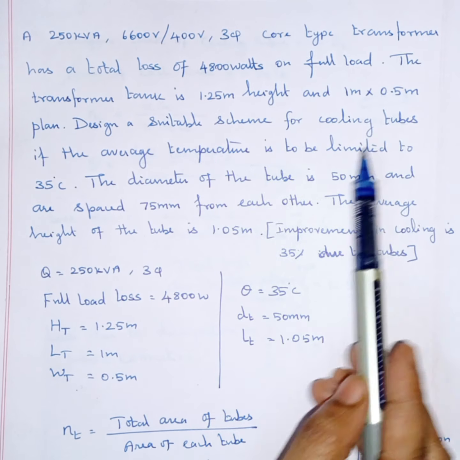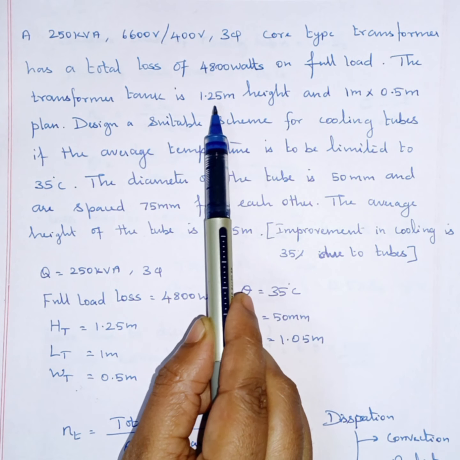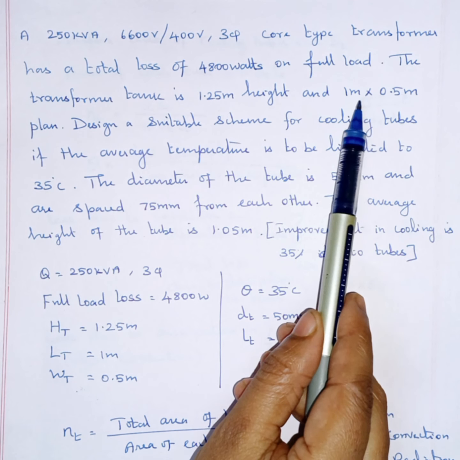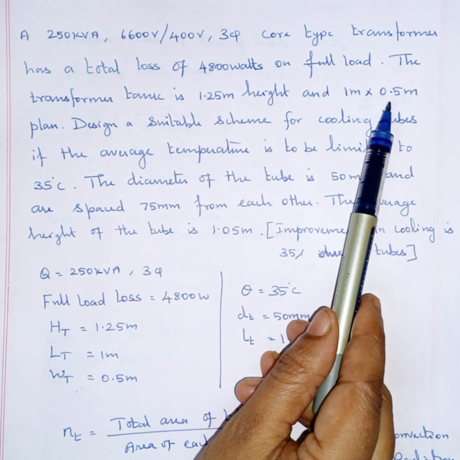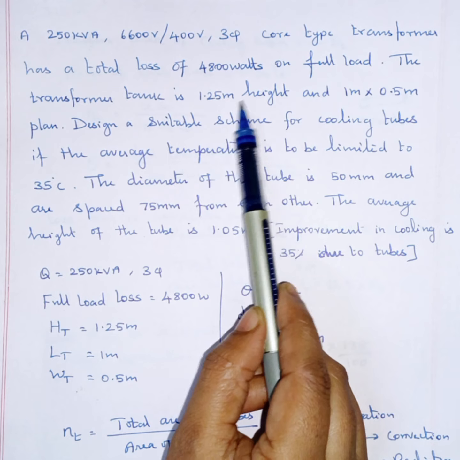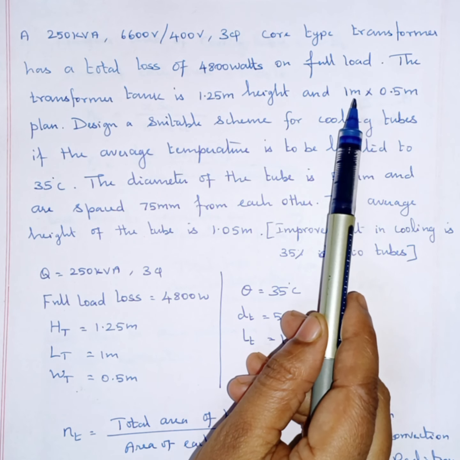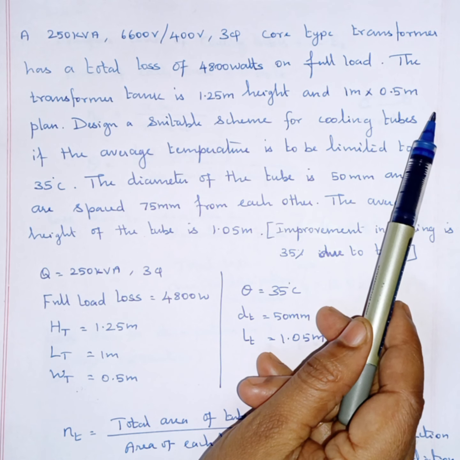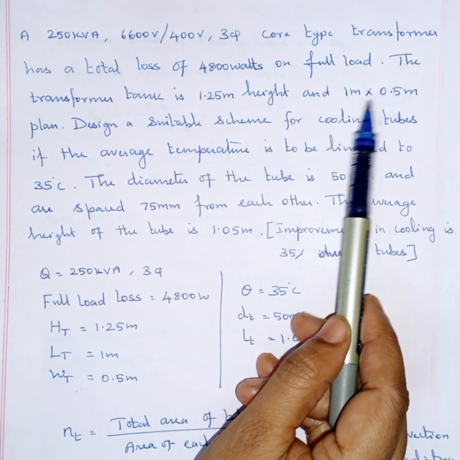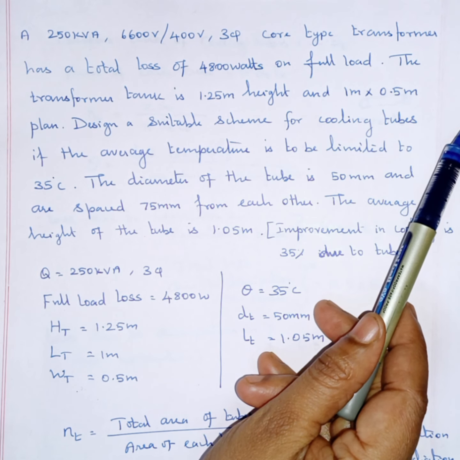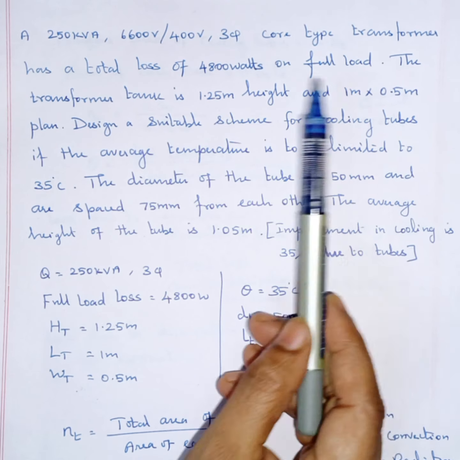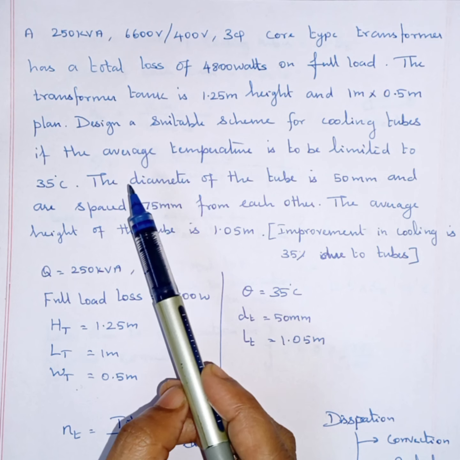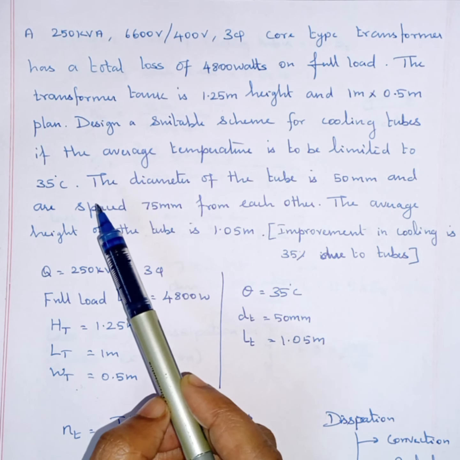Correct. So then the transformer tank is given as 1.25 meter height, 1 meter length and 0.5 meter width. Sometimes all the three dimensions together are given as 1 by 0.5 by 1.25. So we have to consider L, W and height, like that. So we are going to design tubes for this transformer tank.